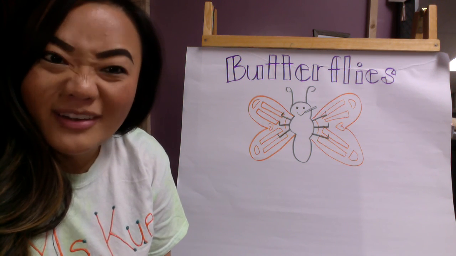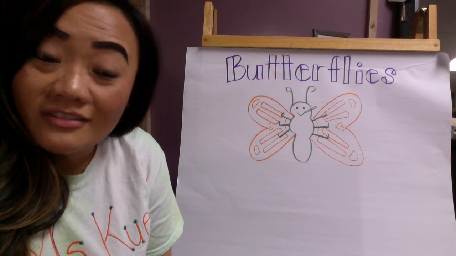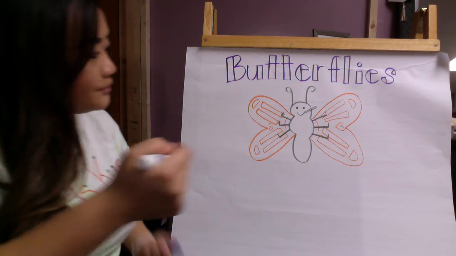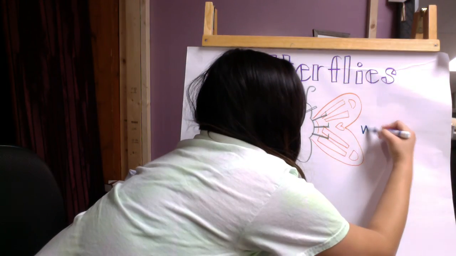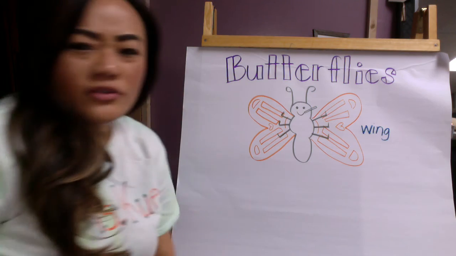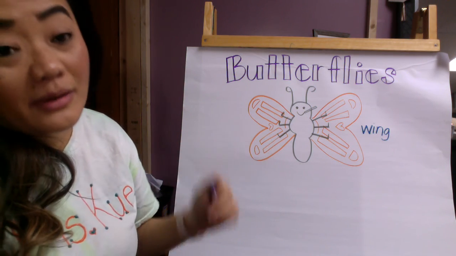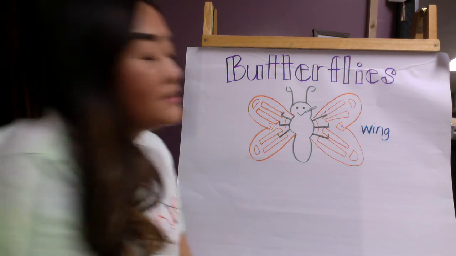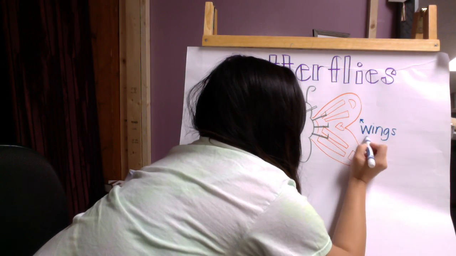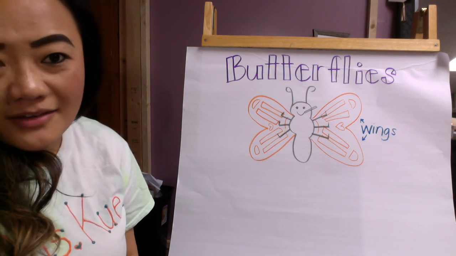Wing has "ing" in it, right? Do you remember when we learned about ing? How do we spell ing? I-N-G, right? And to make it wing, we just need to add the letter W. W-I-N-G. Do they just have one wing? They have four. So, wings. What do we have to add at the end? S. Okay, so they have wings on that side and on this side, okay?